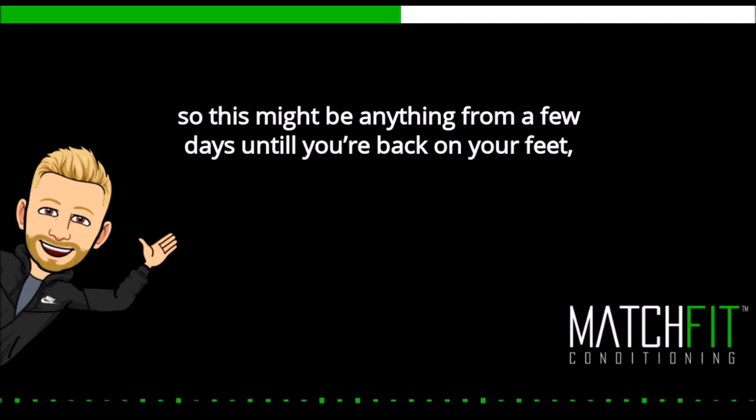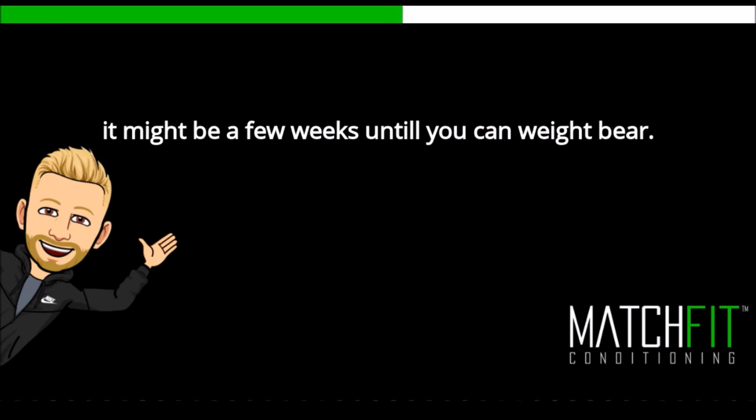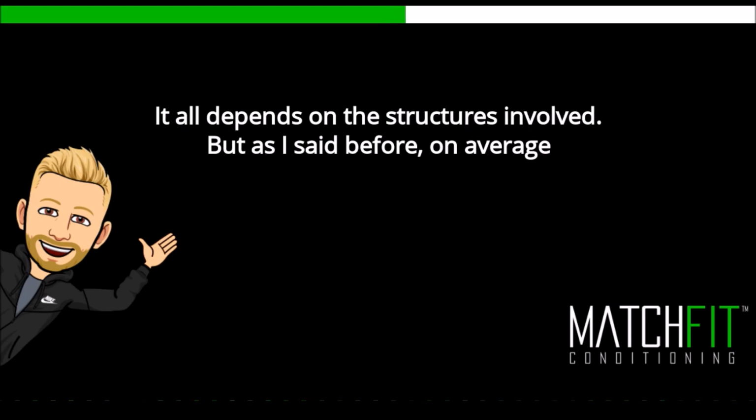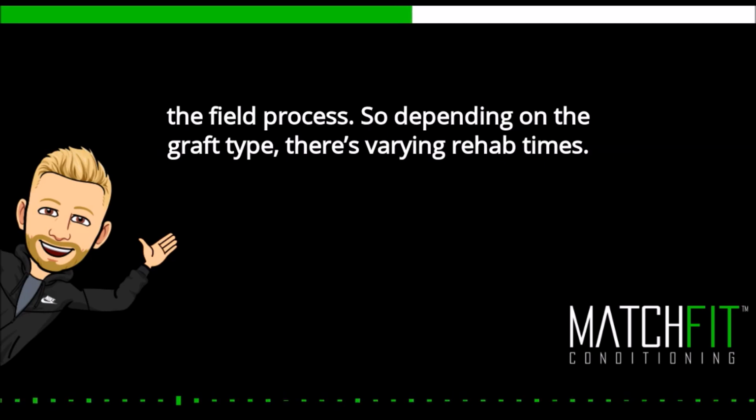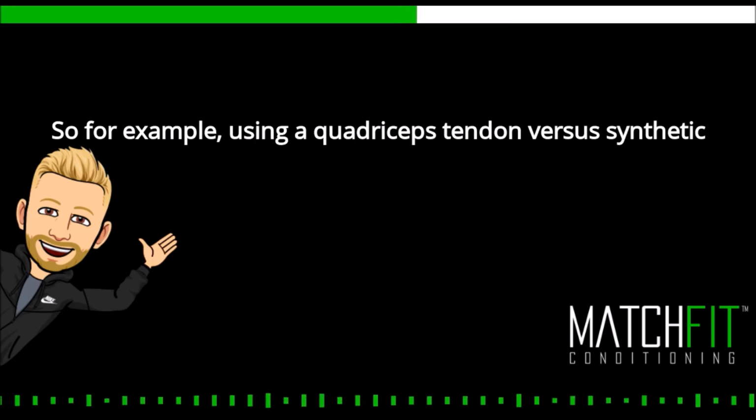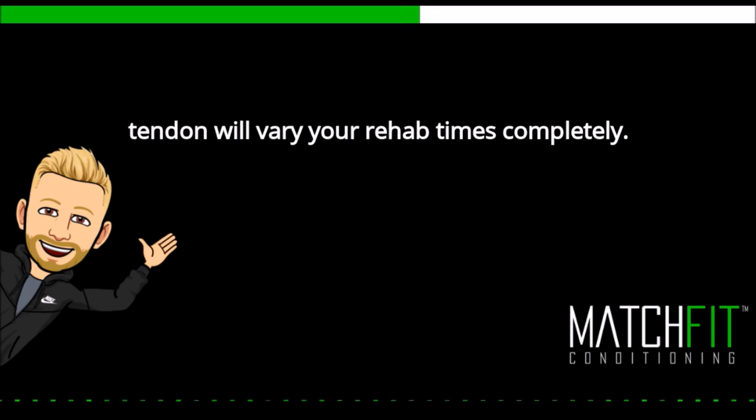This might be anything from a few days till you're back on your feet. It might be a few weeks till you can weight bear. It all depends on the structures involved. But as I said before, on average, there's a 12-month turnaround time from a point of injury to return to play or back onto the field process. Depending on the graft type, there's varying rehab types. For example, using a quadriceps tendon versus a synthetic tendon will vary your rehab times completely.